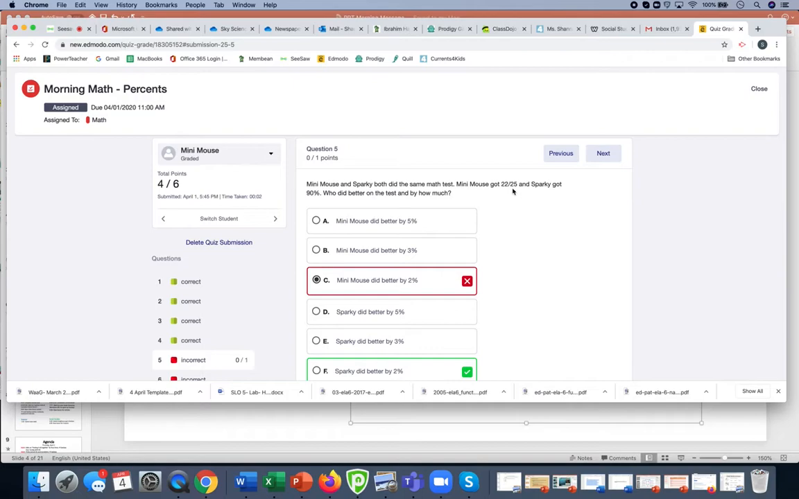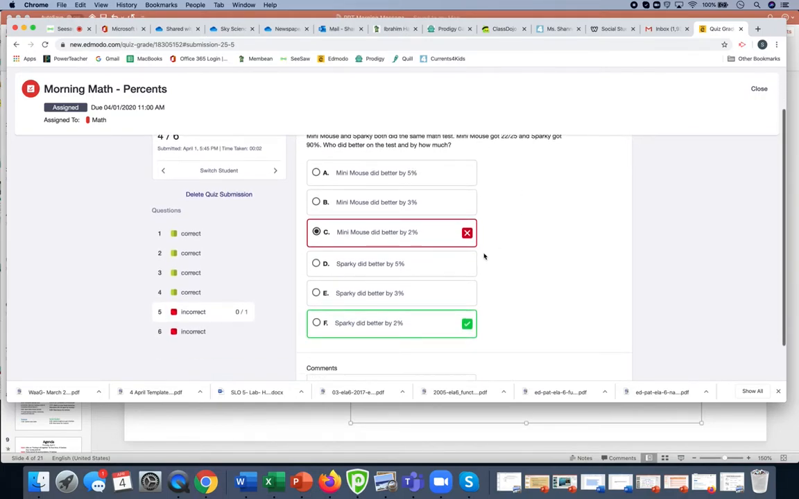So we have to multiply both by 4. So that means 22 times 4. We can do that with just basic facts, which is 88. Okay, so 88%. So Minnie Mouse got 88%, whereas Sparky got 90. So Sparky's 90 is 2% better than what Minnie Mouse got, which is 88. So the answer should be F.